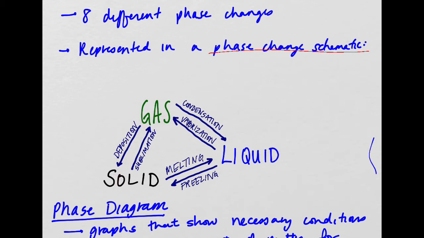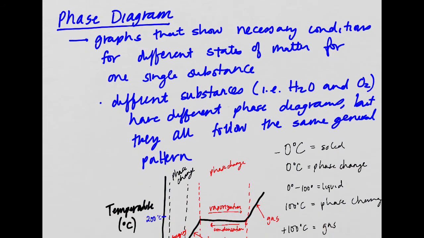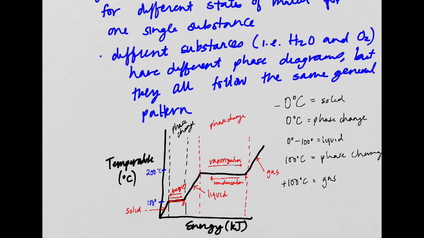You also need to be able to draw a phase change diagram, which is a graph that shows the conditions that are necessary for different states of matter for one substance. So I will give you, like I have been giving you, a freezing and a melting point, a vaporization and condensation point, and various temperatures and various amounts of energy, and you'll need to correctly draw and label a phase change diagram. If you don't know how to do that, I would strongly recommend going back to the lecture where we did that. This was in 14.1, the first lecture from 14.1.